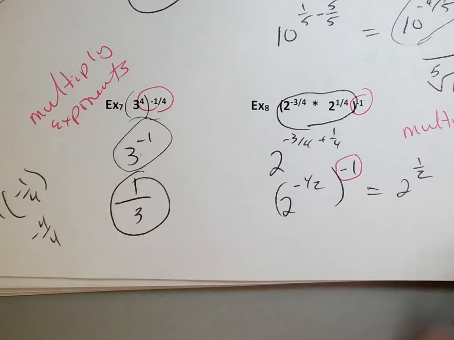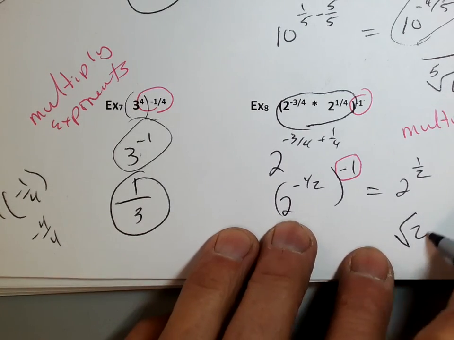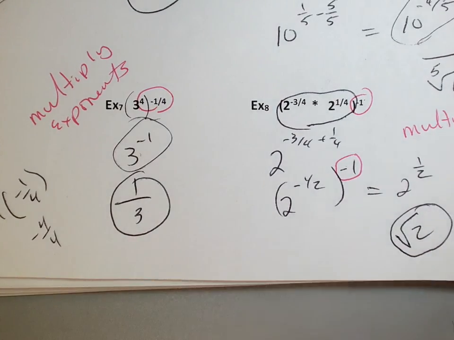And we know that's the square root. Hopefully we know that, right? We can rewrite that as the square root of 2. How am I doing? Wouldn't you also multiply the 2 inside the parentheses with the other 2?